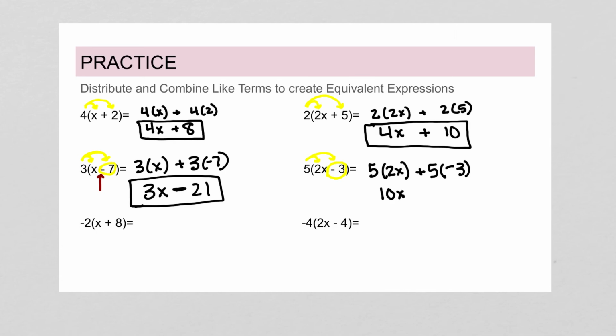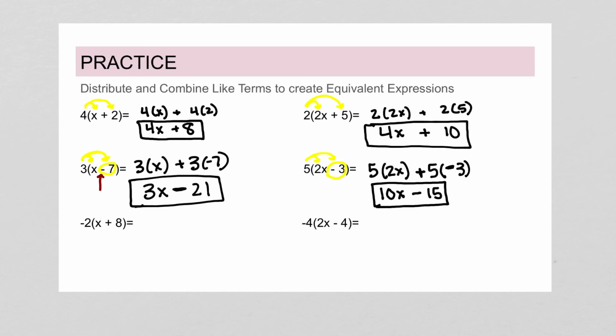Then I've got a positive 5 and a negative 3. When I multiply those, a positive and a negative gives me a negative. 5 times 3 gives me 15. I cannot combine 10x and negative 15 because they are not like terms.